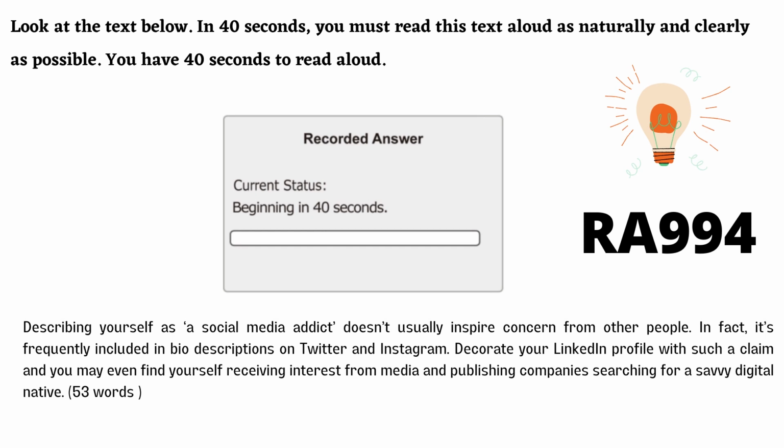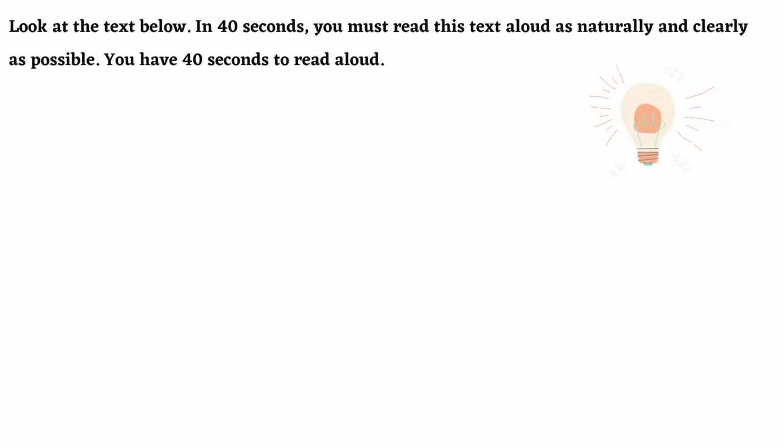Describing yourself as a social media addict doesn't usually inspire concern from other people. In fact, it's frequently included in bio descriptions on Twitter and Instagram. Decorate your LinkedIn profile with such a claim, and you may even find yourself receiving interest from media and publishing companies searching for a savvy digital native.